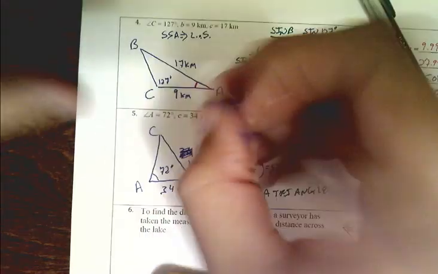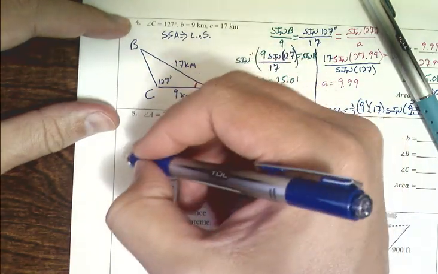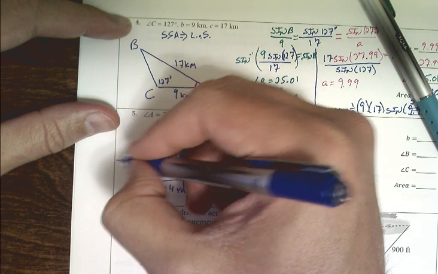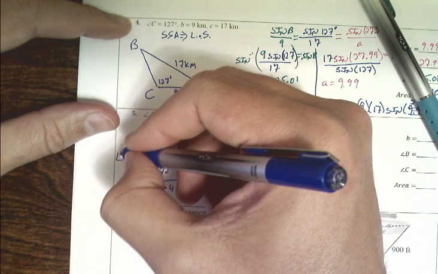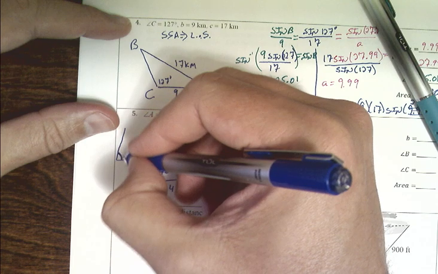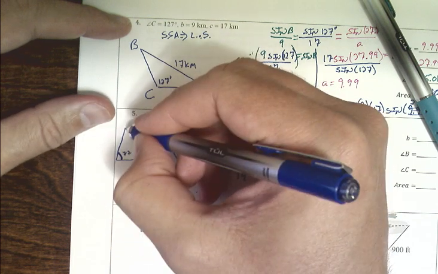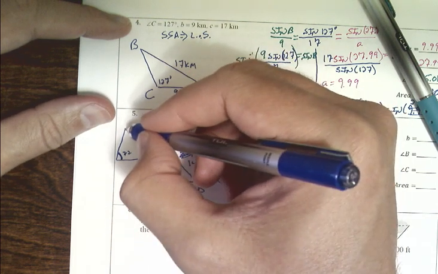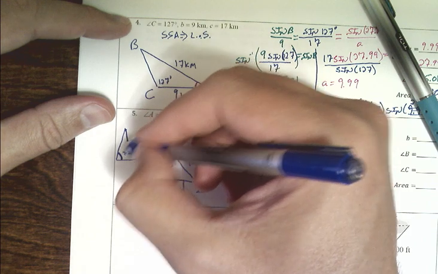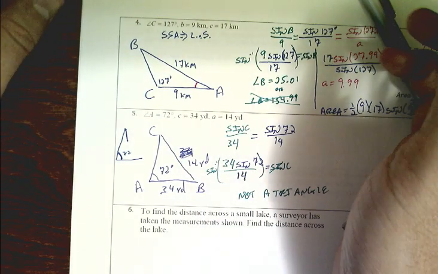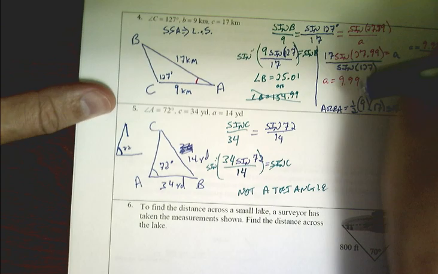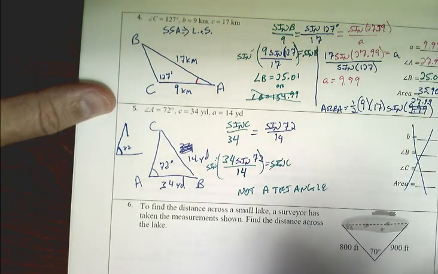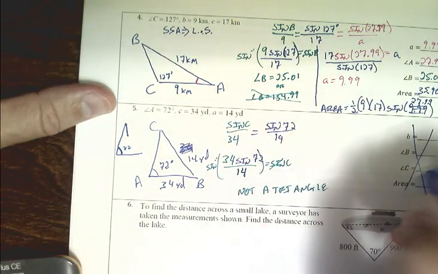So really this triangle technically looks like you have a big long side over here. This is 72 degrees, so we can't change that angle. But this is only 14 yards, so there's no way that can reach all the way down. It just can't happen. So this triangle does not exist.